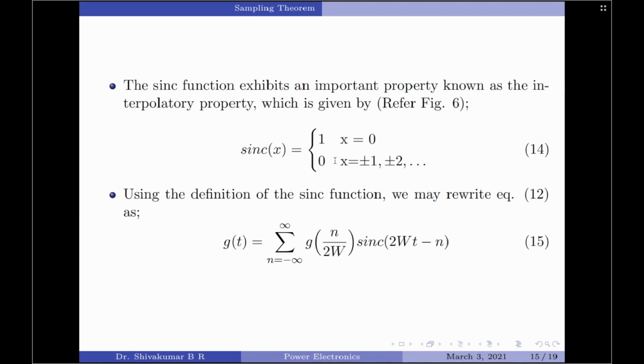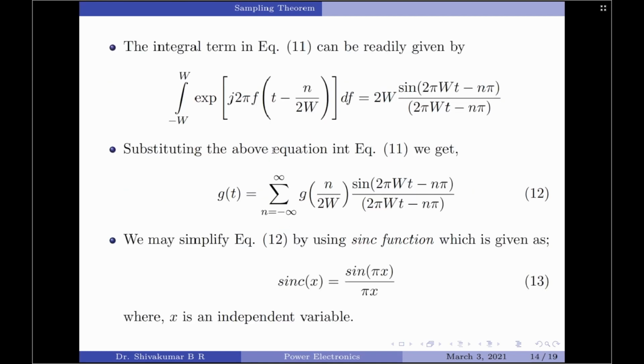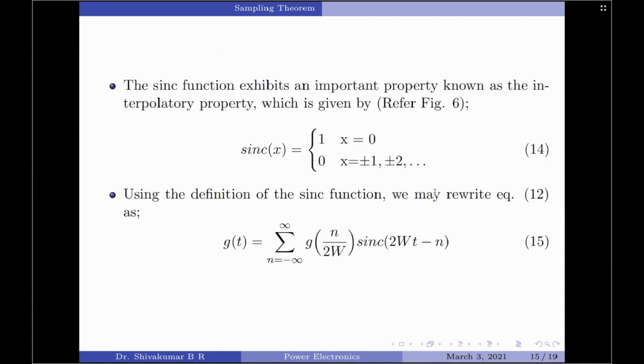So, I am going to now use the sinc property and substitute the term that is given here, that is sine of pi into x divided by pi into x, as sinc of x. Here you should note x equals 2wt minus n. In fact, that is what is written here. So, g of t can therefore be written as summation n varying from minus infinity to plus infinity g of n by 2w multiplied by sinc of 2wt minus n.